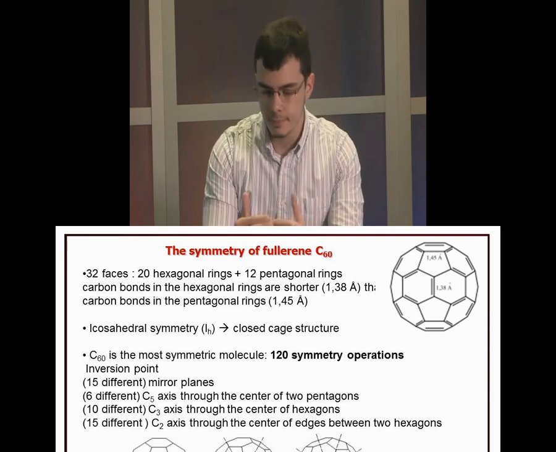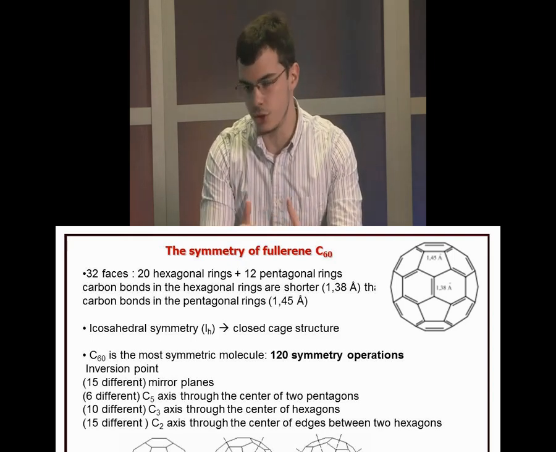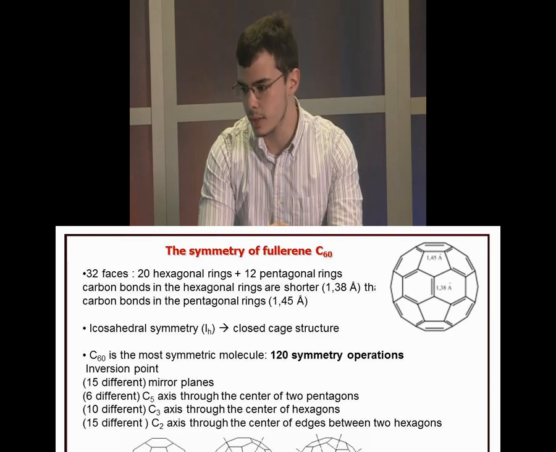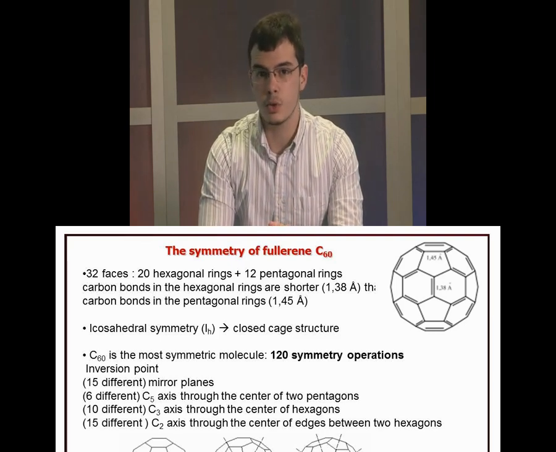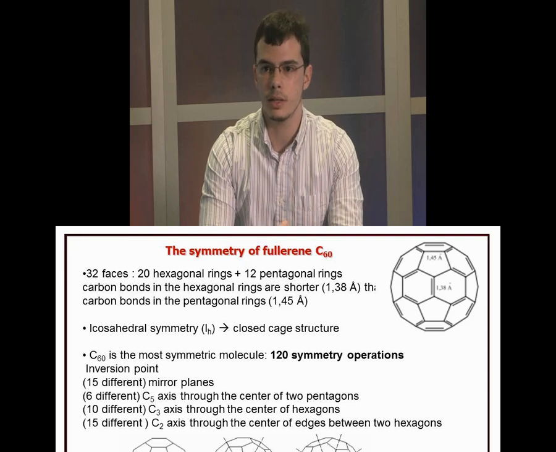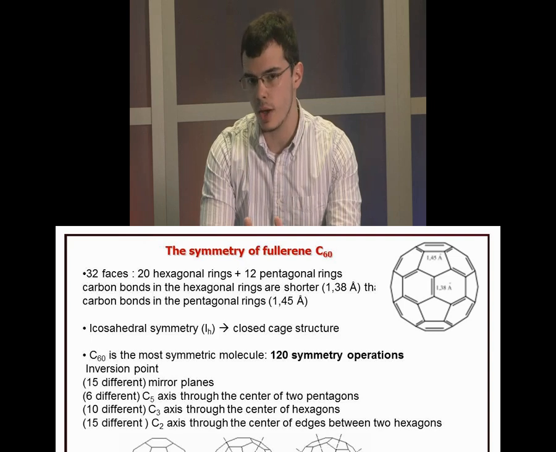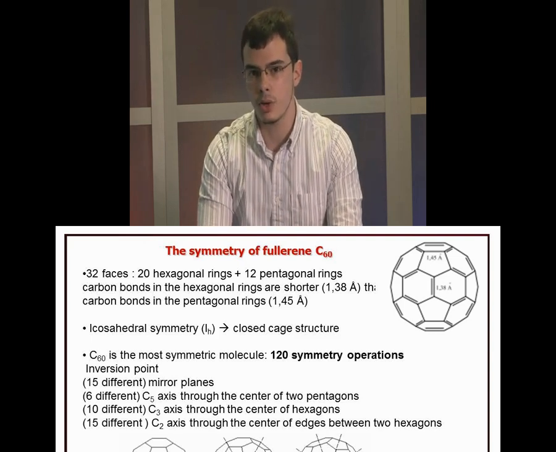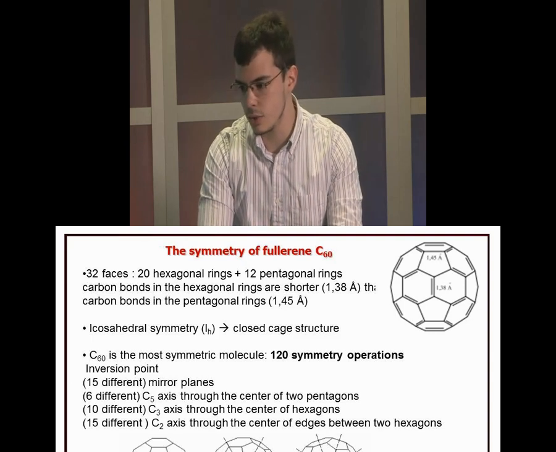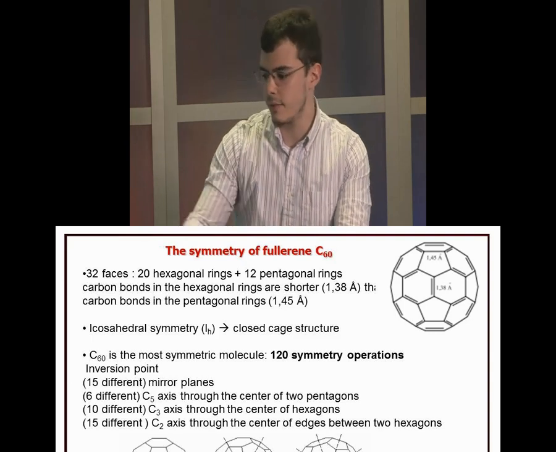They're a little bit larger than the other ones. And some of the symmetry elements in the Fullerenes are an inversion point. They have 15 different mirror planes, 6 different C5 axes, 10 different C3 axes, and 15 different C2 axes. Some of those symmetry elements are shown in the figure. Here we can see the C2, C3, and C5 axes.